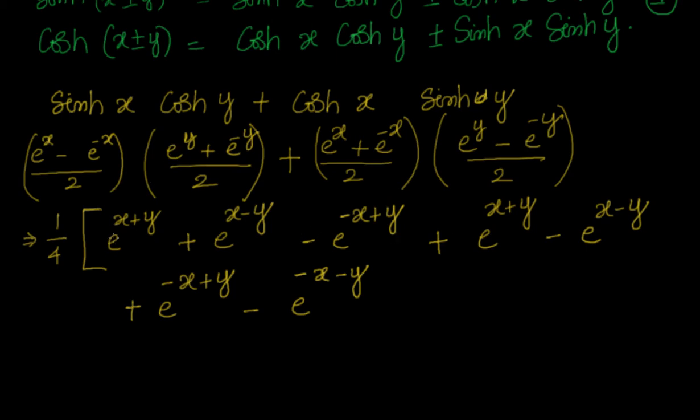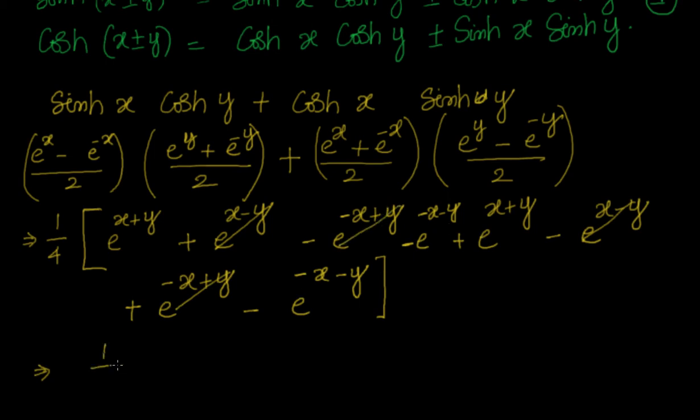Let's cross check that. e^x into e^y, e^(x+y), e^x into e^(−y), e^(x−y), minus, and e^(−x) into e^(−y), that's e^(−x−y). Okay, right. I just took a couple of minutes to see if there are any mistakes in between, and I found one and I have fixed it. Okay, right. Now when we see here, this will cancel out with this, and this will cancel out with this.